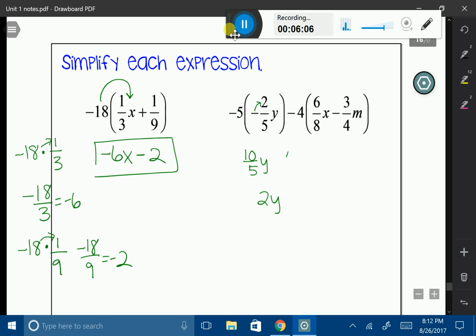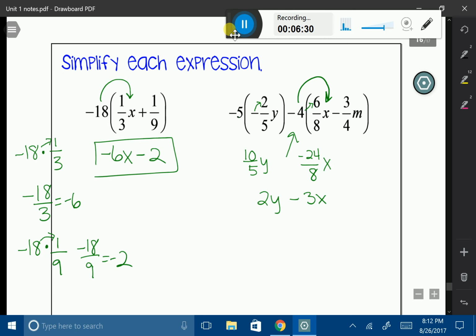Now, I'm going to start here with negative 4. Let's take that negative 4 and multiply it by the 6. So that's going to give me negative 24, right? And I'm going to divide that by 8. Well, that's easy. Isn't that negative 3? Yeah. So I have negative 3x. So I just distributed the negative 4 into this piece here.